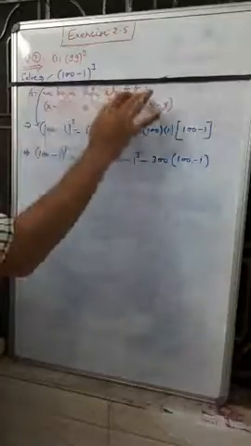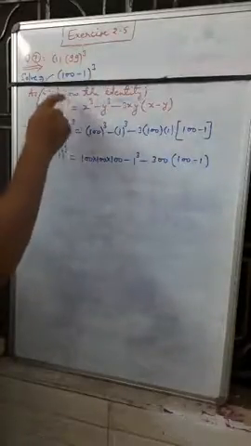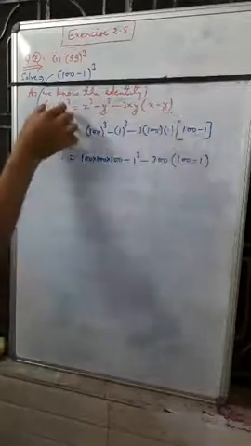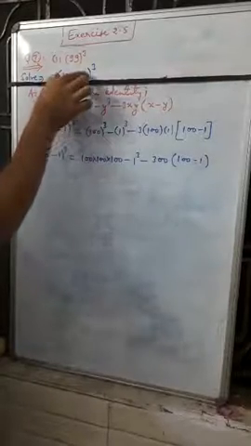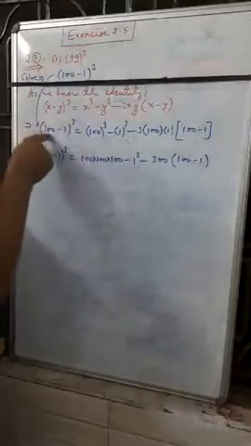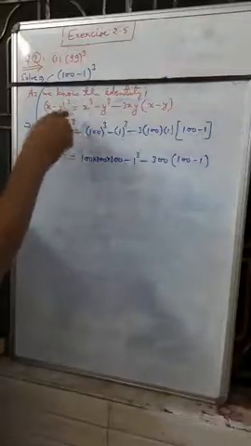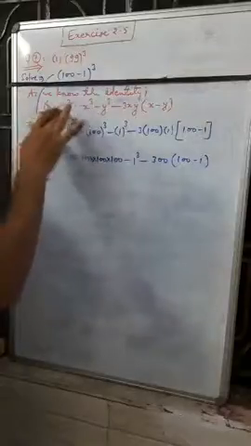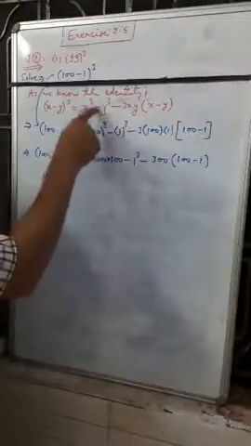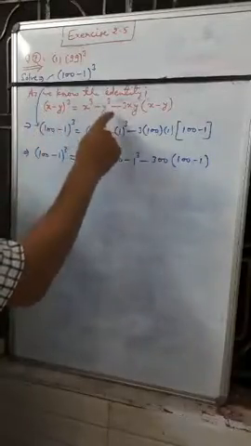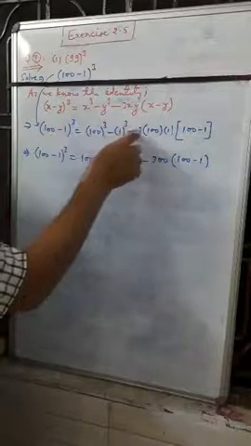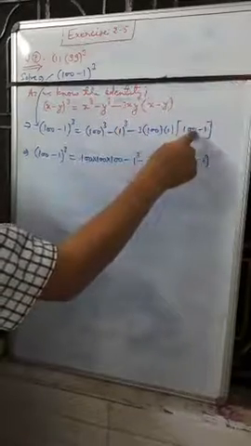Now we can apply the identity (x - y) whole cube is equal to x cube minus y cube minus 3xy (x - y). So here x minus y becomes 100 minus 1. So x is equal to 100 and y is equal to 1. We expand the identity: in place of x cube we write 100 to the power whole cube, minus 1 cube, minus 3 into 100 into 1, into (100 - 1).